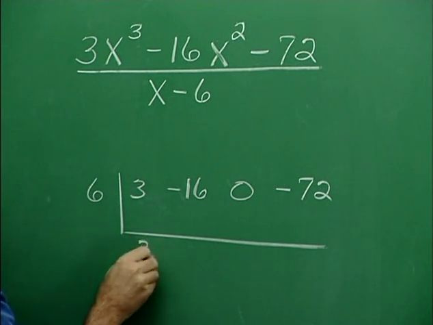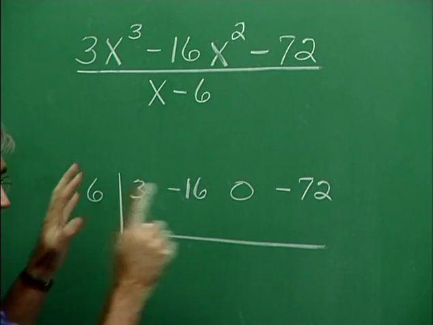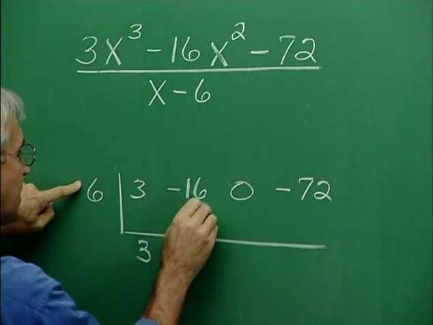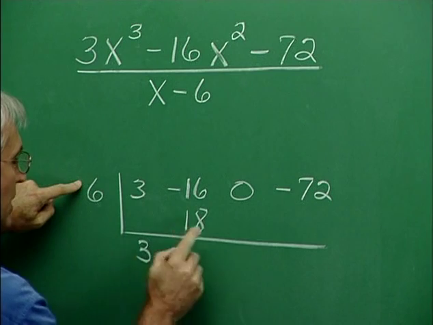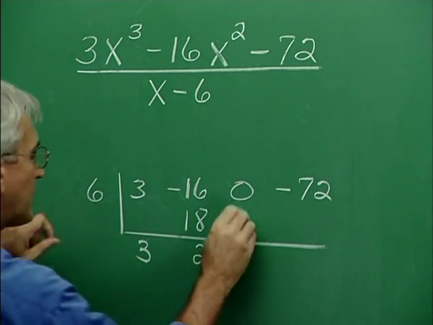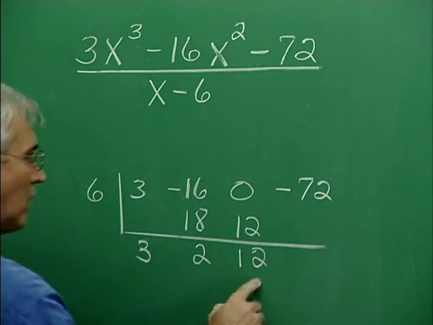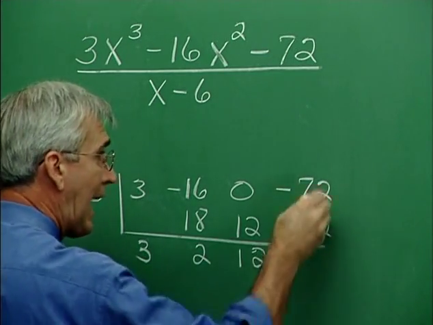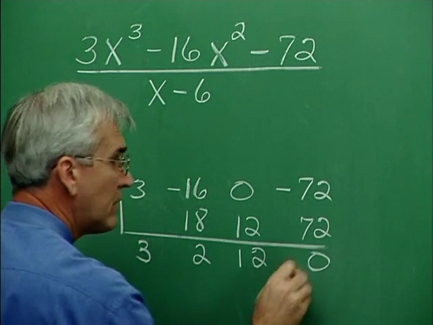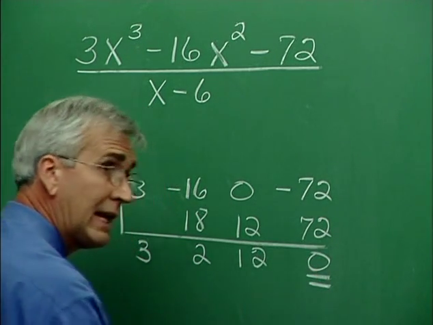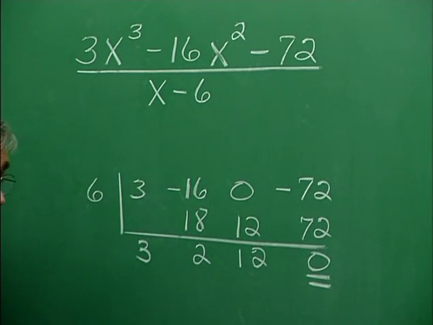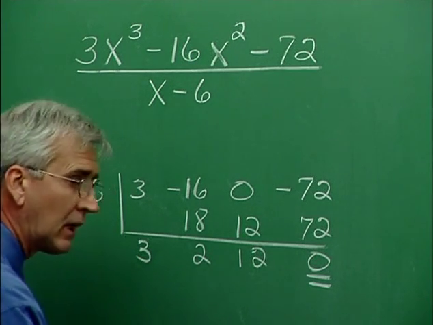We bring down the 3, and then multiply, add, multiply, add, multiply, add. 6 times 3, 18. Adding here, negative 16 with 18, that's 2. 6 times 2, 12. And then adding, 12. 6 times 12, 72. Adding, collecting, you see, we get 0. So 0 then is our remainder. That means the division went evenly.